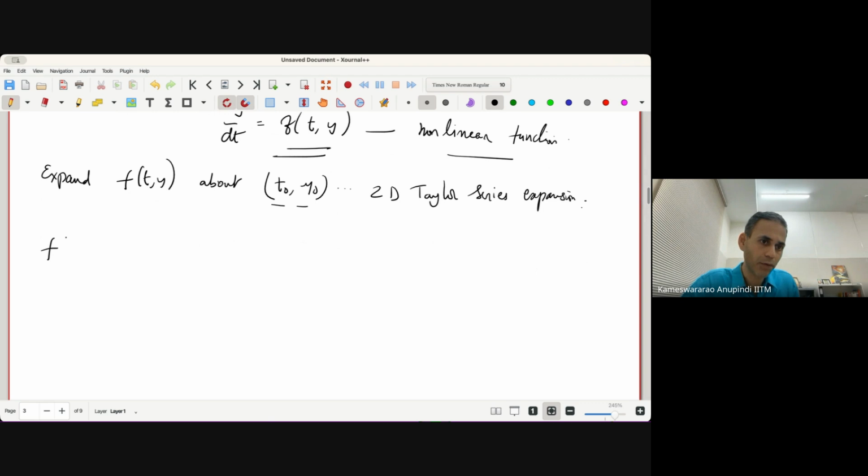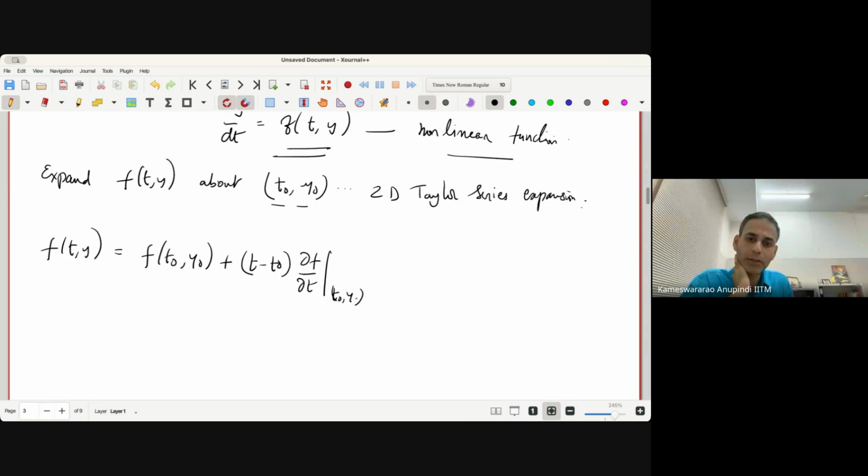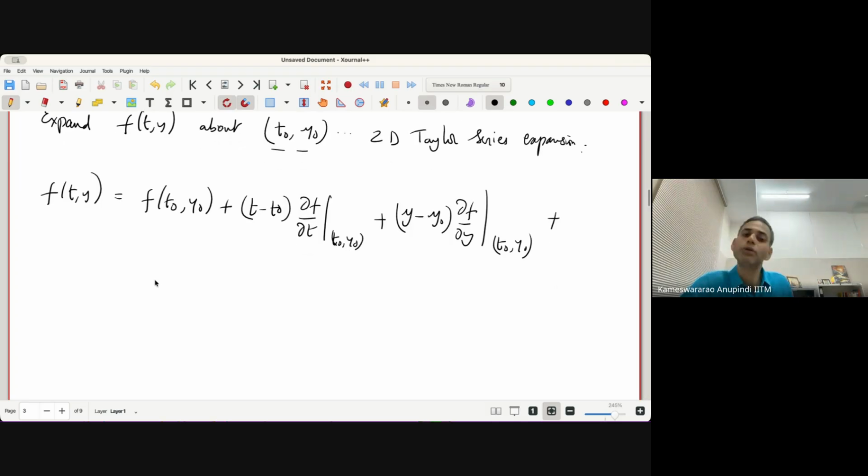So what would be f of t, y? f of t, y is going to be f of t0 comma y0 plus, in the case of xi and xi plus half, we had xi plus half minus xi, that is h by 2. Here I have t and t0, so I can write this as t minus t0 times partial f by partial t evaluated at t0 comma y0, plus y minus y0 times partial f by partial y evaluated at t0 comma y0, plus the higher order terms in t by 2.